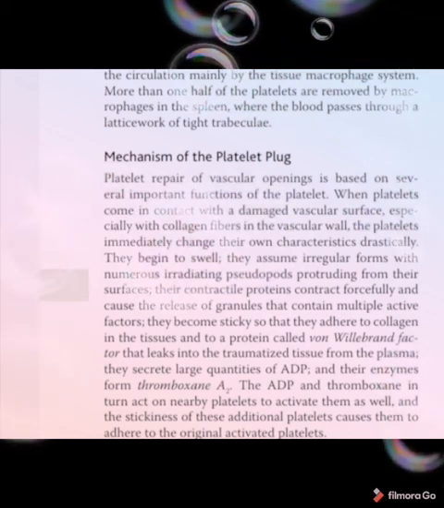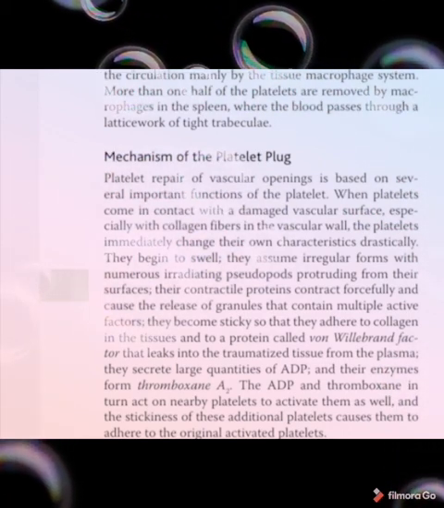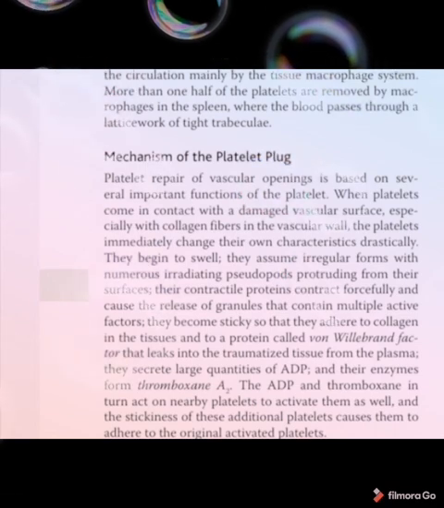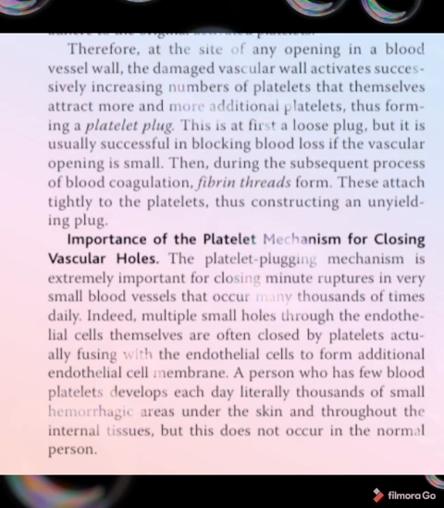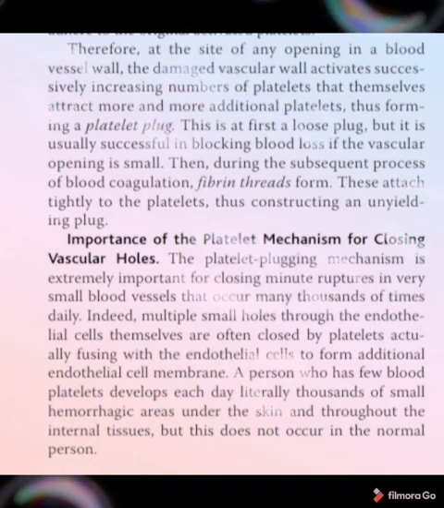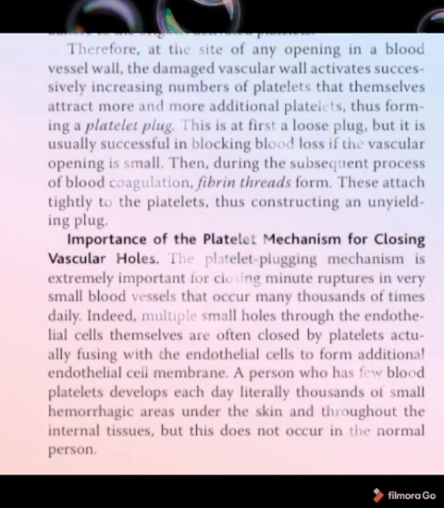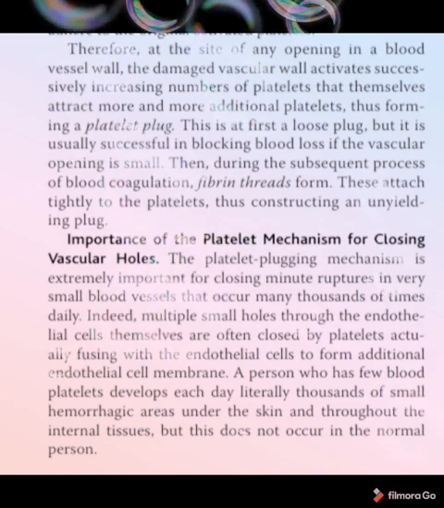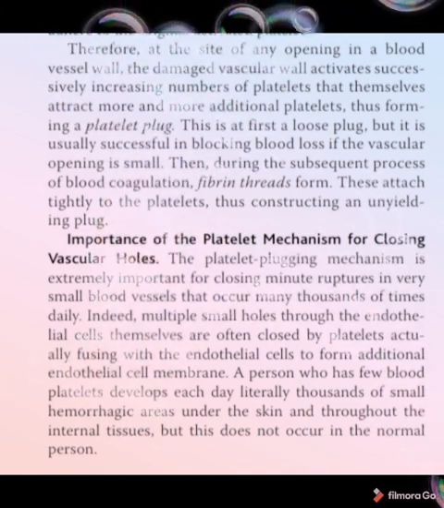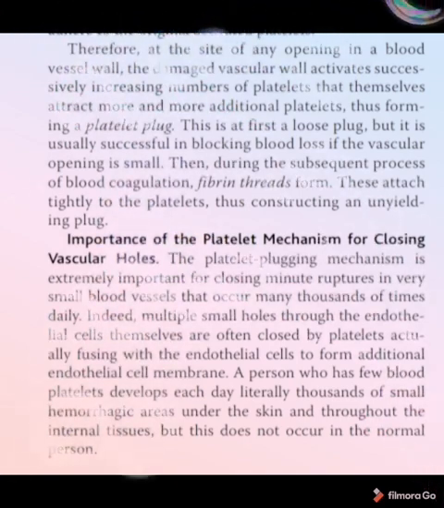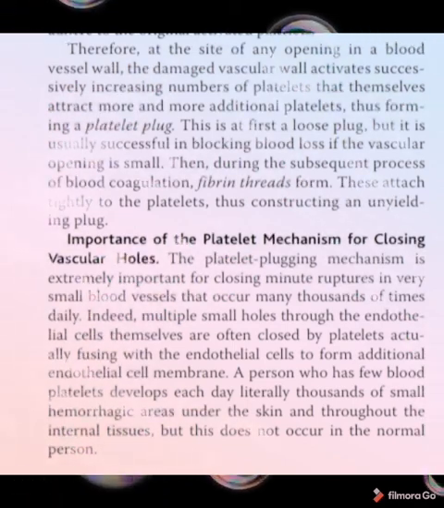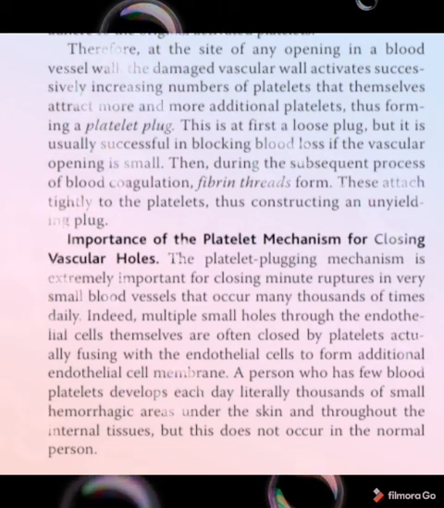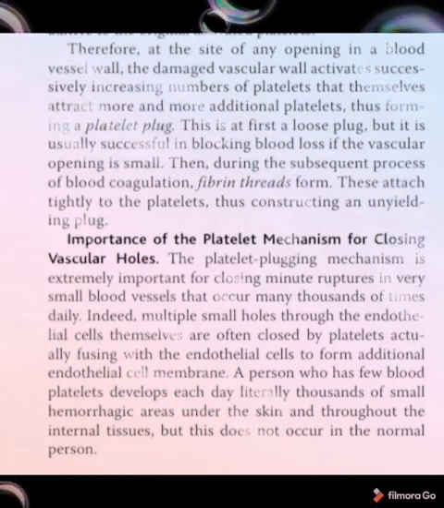contract and release all the proteins and factors which are responsible for the attraction of more and more platelets to that area. Thus, first it will be a loose plug, and later it will successfully block the blood loss by the subsequent blood coagulation, with the addition of fibrin threads forming around it. Hence, it forms an unyielding platelet plug.